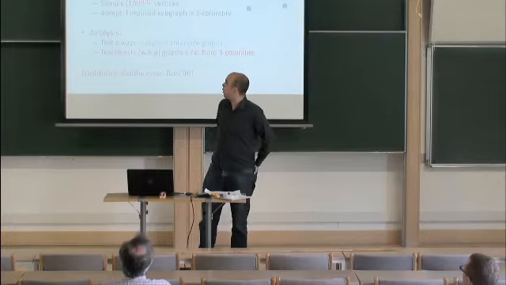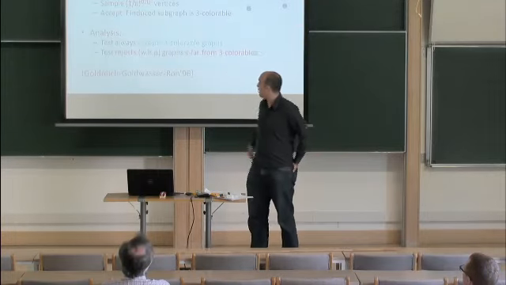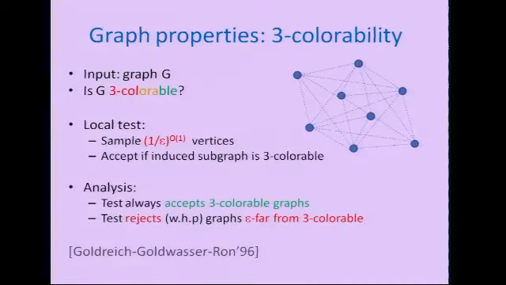Here's a local way of doing it. This was done by Goldreich, Goldwasser, and Ron 15 years ago. They studied a bunch of graph properties, and this is just one example. It's a very simple test. You sample a small set of vertices in your graph, and you just check whether your graph is three-colorable on this very small set.